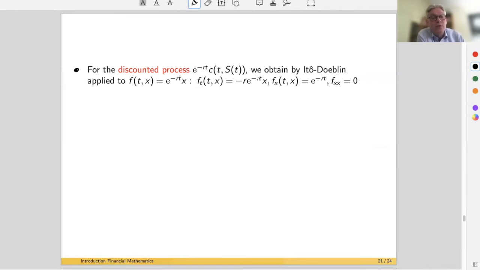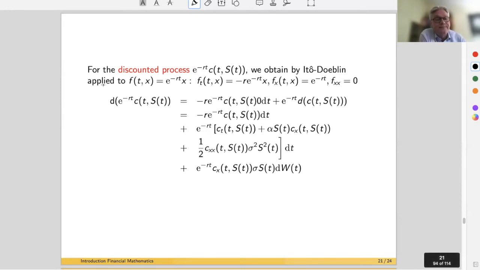So we use the Ito-Doeblin formula. We apply it again to the function f, which depends on t and x, being e to the power minus RT times x, where for x we now think of the call option value. df/dt, again, is minus r e to the power minus RT times x. df/dx is e to the power minus RT, and the second derivative is equal to 0.